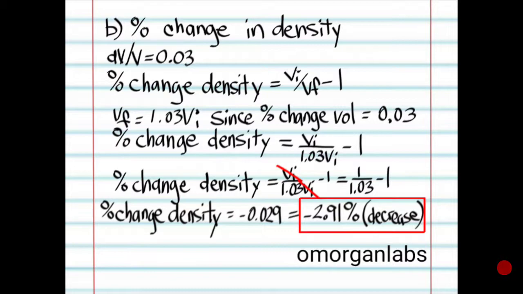So anyway, if you look at that fourth line, final volume equals 1.03 times initial volume. Okay, percent change is 0.03. Now, your percent change density equation is initial volume over 1.03 initial volume, quantity minus 1. You can cancel out your VI's and you get 1 over 1.03 minus 1. Plug that all in and you get minus 0.029. Change this decimal to a percent, move the decimal 2 places to the right, and you get minus 2.91%, which is a decrease since it's negative.